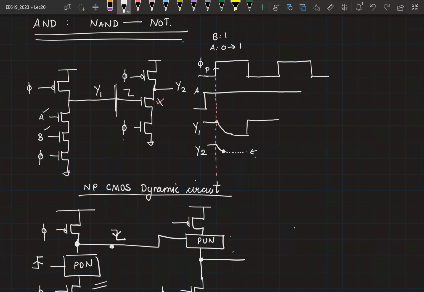A falling edge happening during the evaluation phase is the problem. So even if you say that Y1 can go down to 0 very fast, your Y2 voltage is likely to dip a little and then stay at a value lesser than VDD. We don't want to risk it, okay? Because this is a functionally incorrect circuit, then you will get incorrect outputs.